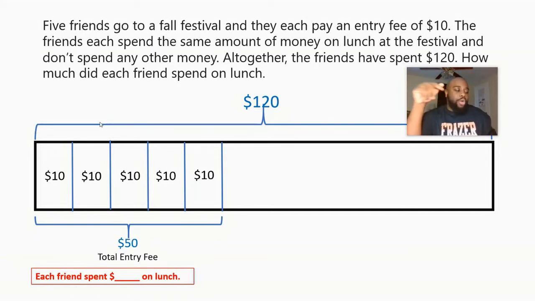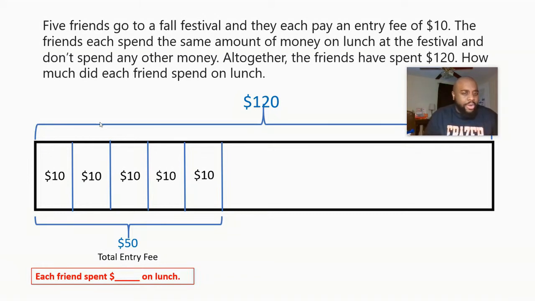Okay, so now we just needed to think about it. If we had $120 all together and we already spent $50 to get in, we need to do 120 minus 50 to get the amount of money that we have left. And I want you to pause the video and figure out that amount of money you have left.